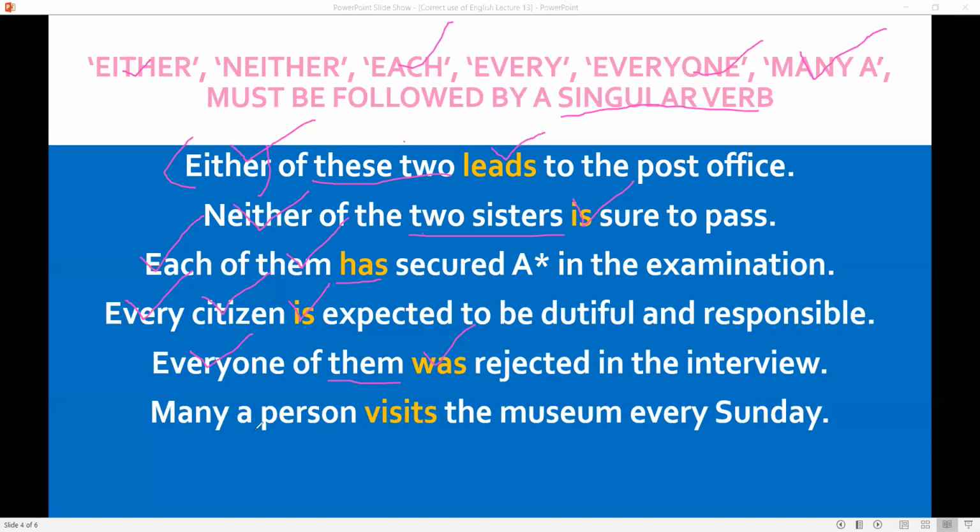Many a person. Many a is singular, so a singular verb will be used with it. Again, these words are singular, which are right before your screens. These are singular, and a singular verb is used with all of them.